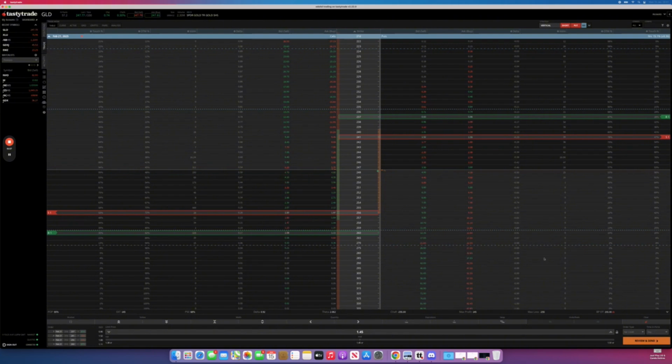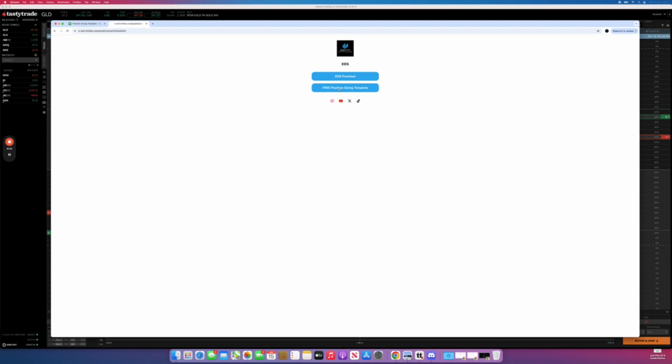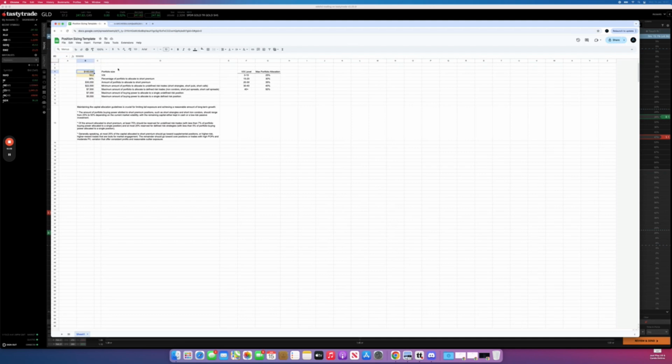Now the only other thing that you do need to keep in mind is how much buying power you are allocating to your positions. So we've created a free position sizing template for everybody to use. The link is in the description. When you click that button, it will take you to this spreadsheet, and the way it works is you enter in the size of your portfolio at the top, and then below you simply enter in whatever the current VIX level is, and everything will then be automatically calculated for you.